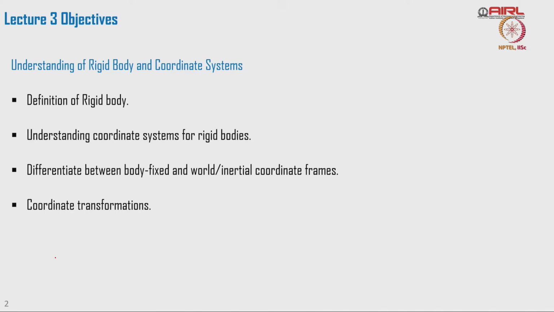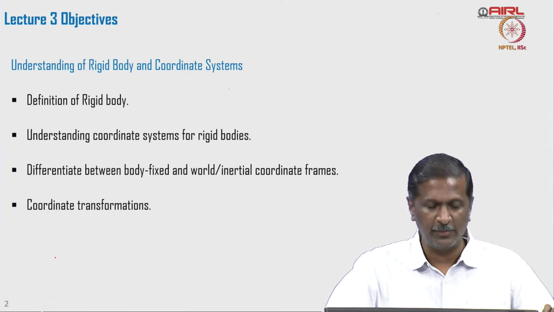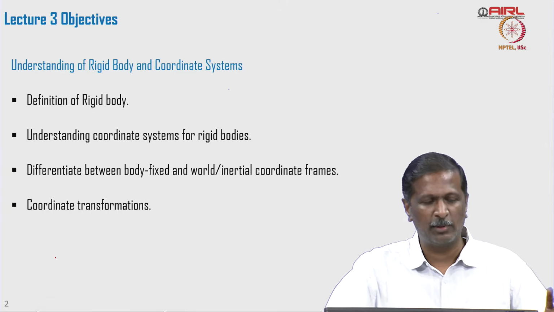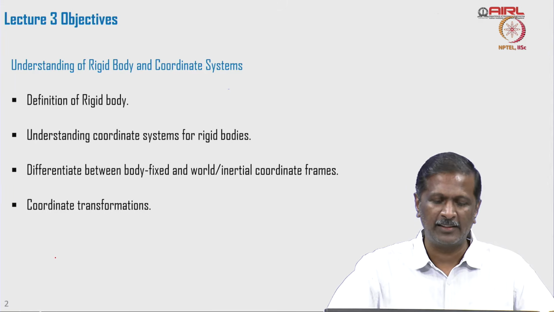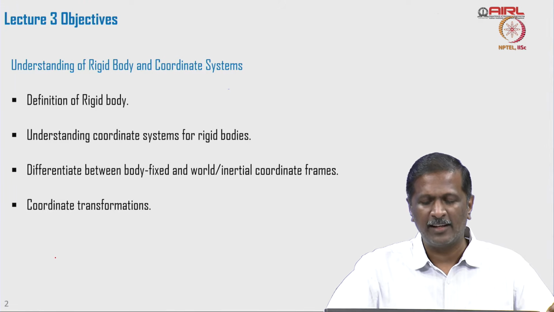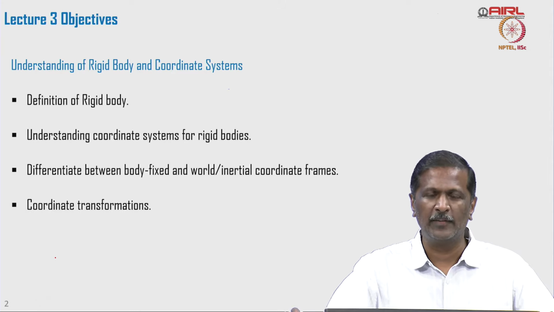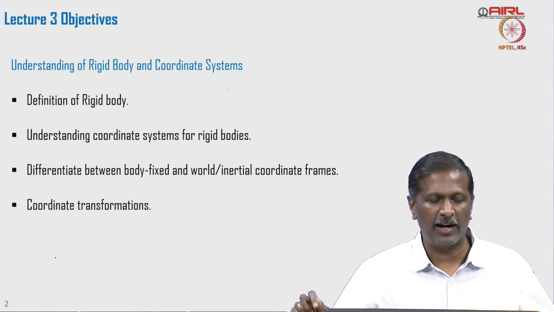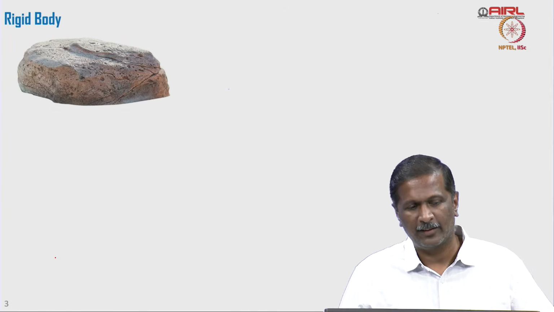What are the objectives of lecture 3? In lecture 3 we are going to talk about understanding of rigid body and coordinate systems. We will define what is a rigid body. We will try to understand different coordinate systems of rigid bodies, differentiate between body fixed or world fixed inertial coordinate frames, and what is a coordinate transformation. How do we go from one frame to another frame, right?